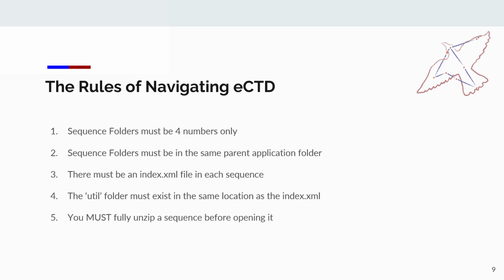Number 2. Sequence folders must be in the same parent application folder. As seen in the active folder, there were 3 subfolders, each one with names with 4 numbers, and all of them at the same level. Number 3. There must be an index.xml file as well as a regional XML file in Module 1. For example, us-regional.xml for US submissions. This is the table of contents.